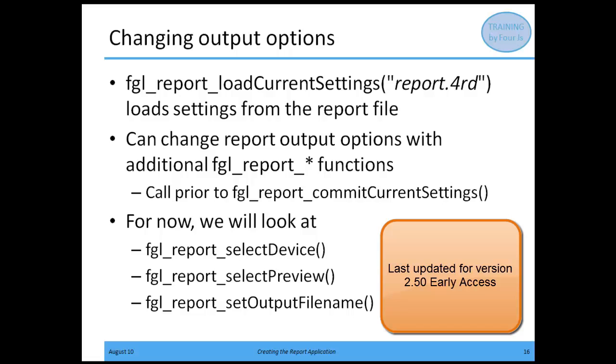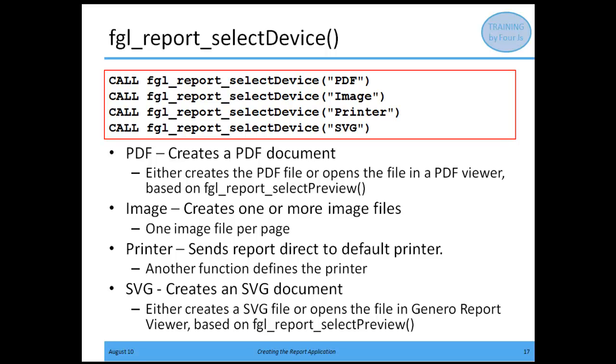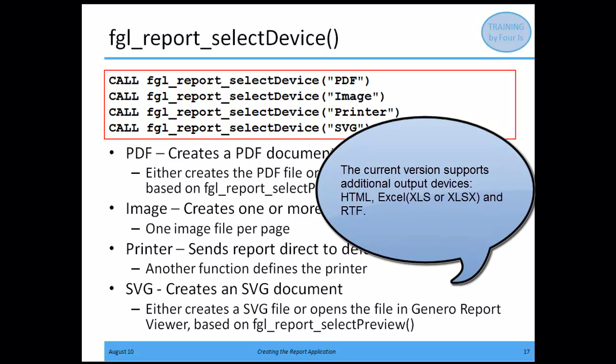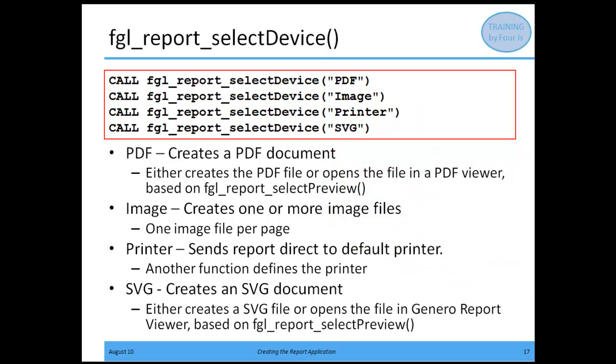So for the next couple slides, we're going to be looking at some of these. We're going to look at the FGL report select device, FGL report select preview, and FGL report set output file name. With the FGL report select device, you have 4 options as of 2.21 that you can apply. You can see from my code block examples, we can send it to a PDF, to an image, to a printer, or to SVG. Now a PDF creates a PDF document.